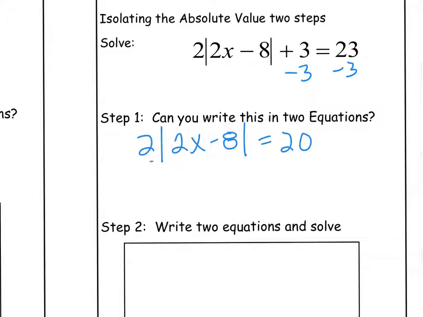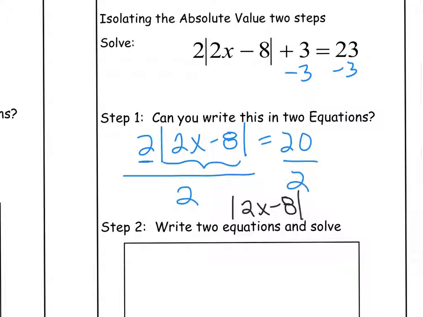But now we also have this extra 2. Well, it's being multiplied by this absolute value, so to get rid of multiplication, we're just going to divide. So we're going to divide the whole thing by 2, which means this side has to get divided by 2. So now that gives us a final equation that we can work with. The absolute value of 2x minus 8 equals 10. And so now we can take that, because it's in the form that we want, and write our two different equations.